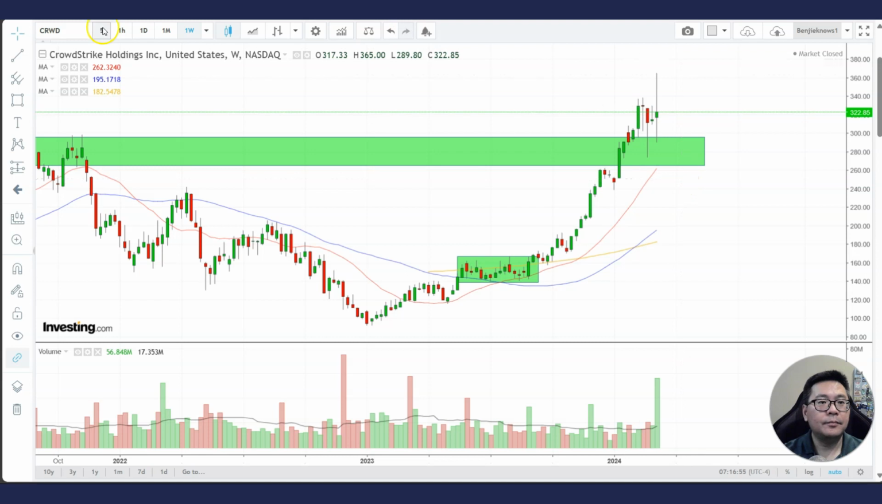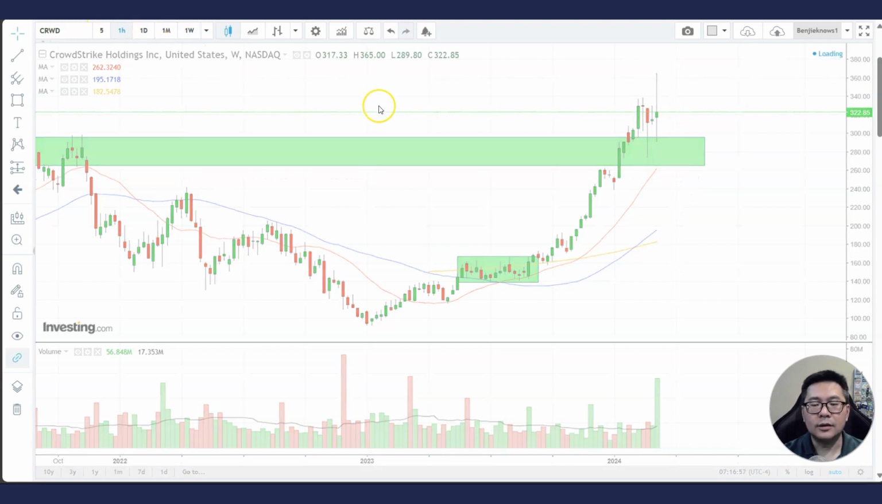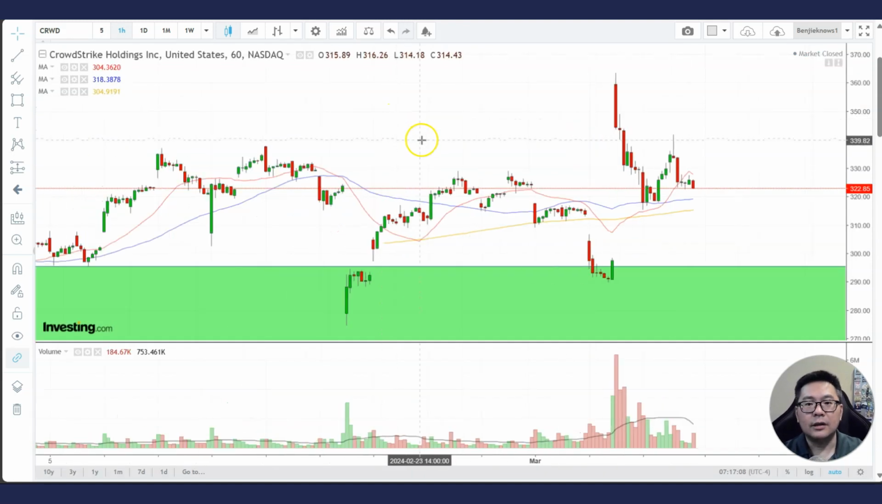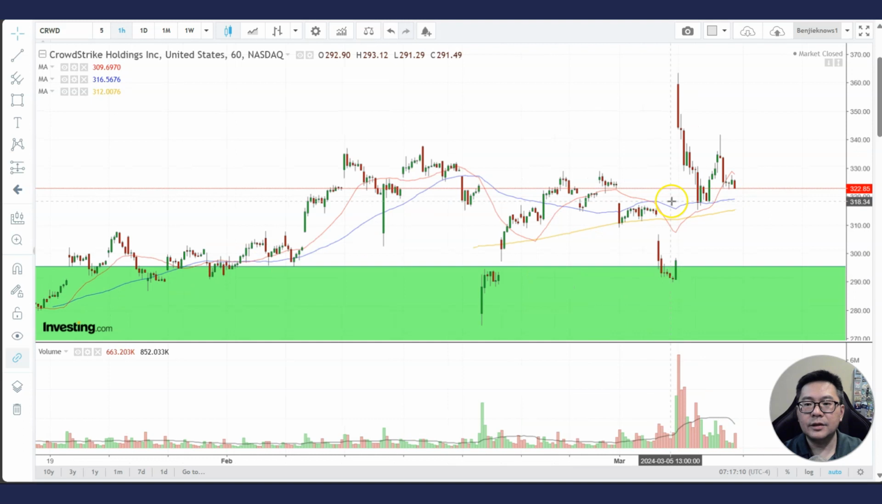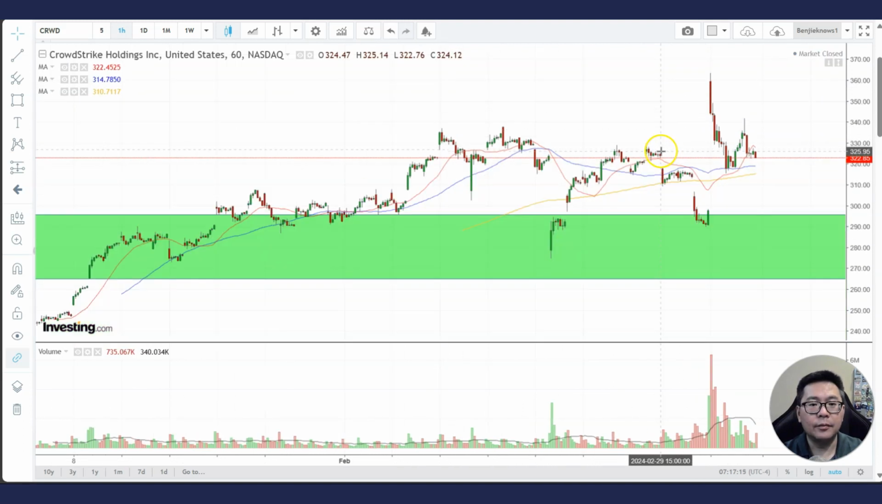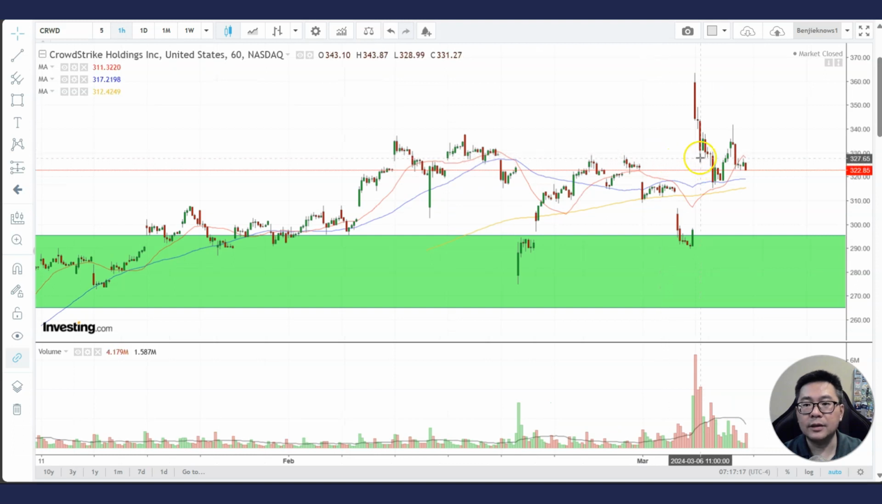Now, let's go to the hourly chart and see what we can learn from there. Sorry, my internet connection is a bit slow. It's quite wide. If you want to take a trade off the 15-minute chart, it is a bit hard.